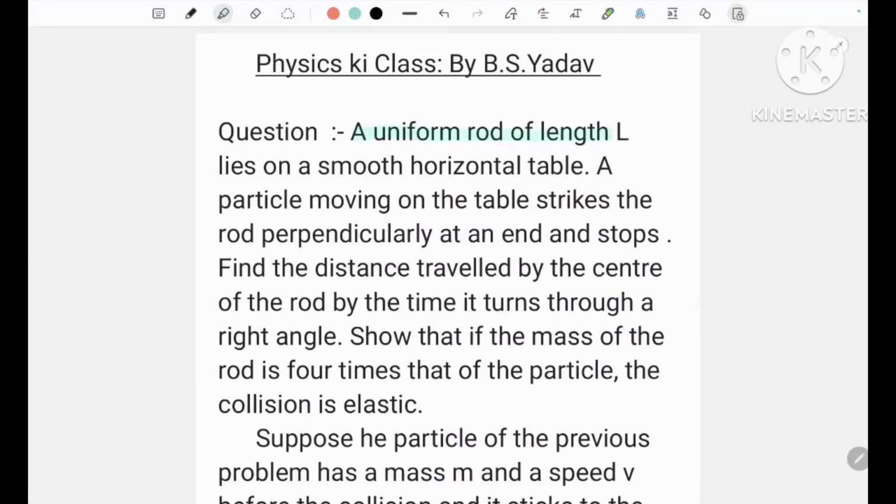A uniform rod of length L lies on a smooth horizontal table. A particle moving on the table strikes the rod perpendicularly at an end and stops. Find the distance traveled by the center of the rod by the time it turns through a right angle. Show that if the mass of the rod is 4 times that of the particle, the collision is elastic.